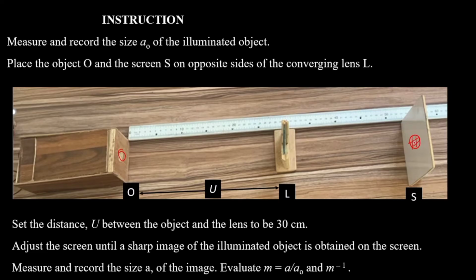Okay, and so we are told to measure and record the size A of the image, alright, which I've just told us, and then to evaluate M, which is equal to A over A0, where of course A0 is the diameter of the object, alright, which is the diameter of the hole of the ray box, and our A is the diameter of the image formed on the screen. And then we're told as well to measure M inverse. Of course, if M is A over A0, it implies that M inverse is A0 over A.